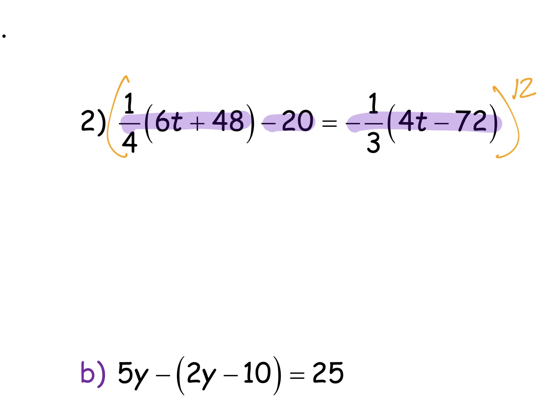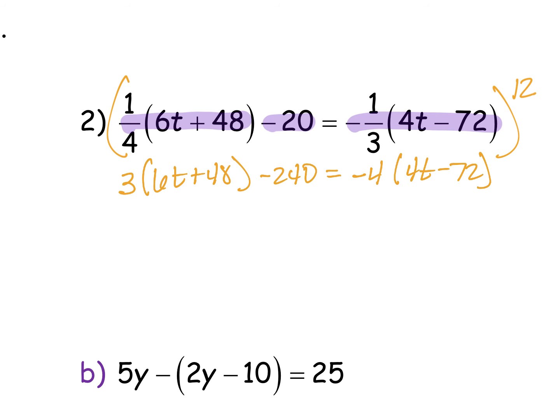1 times 12 is 12, and divided by 4 is 3. So that gives me 3, and then I have 6t plus 48. What's 12 times 20? 20. Yeah, 20. Okay, what's 12 times 2? Add a 0 on the end. 240. 240, yeah. Okay, what's a third of 12? 4. And there's a negative out front, so I have negative 4 times 4t minus 72.